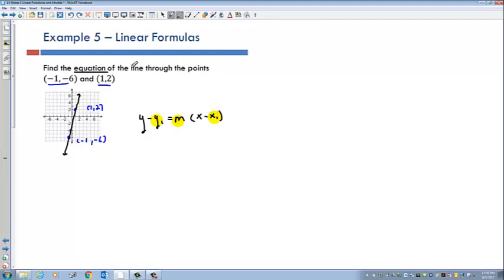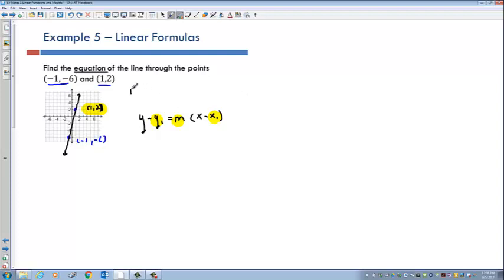Now what's nice is you have lots of points. You have 2 points, basically. I'm going to choose this point, (1, 2). That's a nice point. It's an easy point to work with because both the numbers are positive. You could also have chosen the point below it, (-1, -6), but it's a little harder to work with because you have negatives. So I have a point, but I don't have the slope, so let's find the slope.